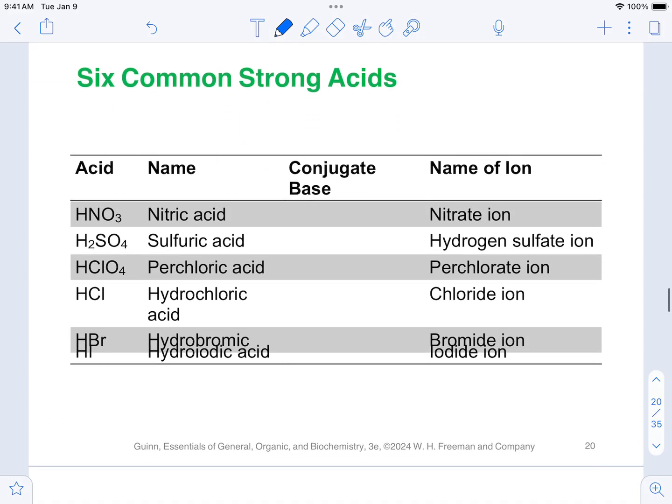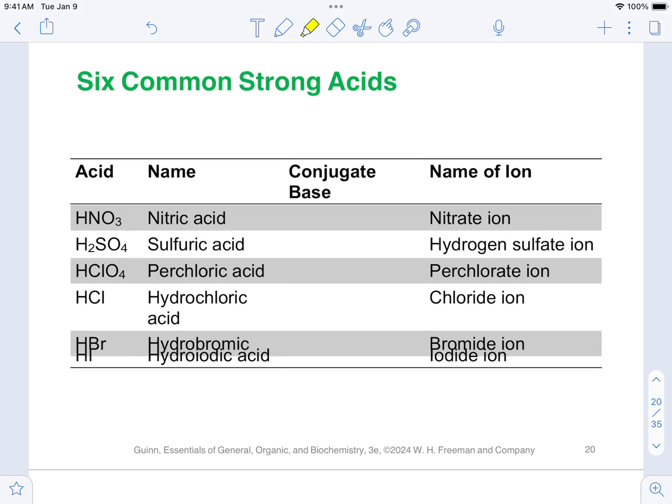That will happen with these 6 acids. These are the 6 strong acids. You want to remember these. So we have nitric acid, sulfuric acid, perchloric acid, hydrochloric acid, hydrobromic acid, and hydroiodic acid. The conjugate base column here is whatever the ion is once the acid donates the H. So in this case, it would be NO3-, HSO4-, ClO4-, Cl-, Br-, and I-.